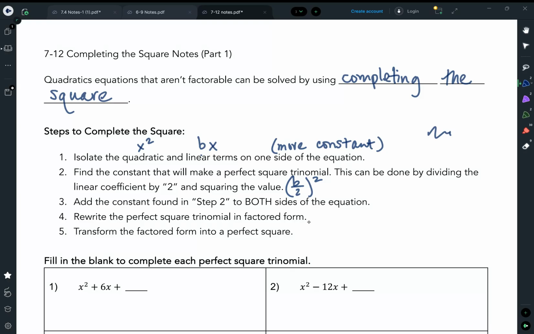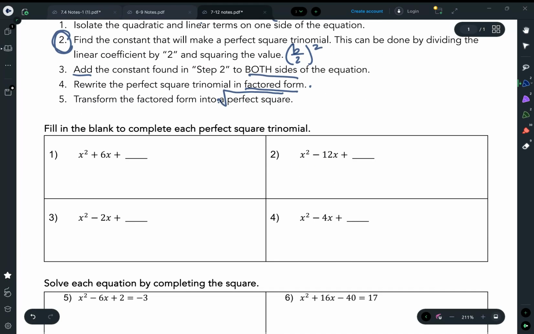We rewrite in factored form. And then we've got basically a perfect square. And if we've got a perfect square, we're going to square root both sides and solve. First we're just going to practice making perfect squares, so we're really just doing step 2 right now. Okay? Let's take a look at a couple examples.